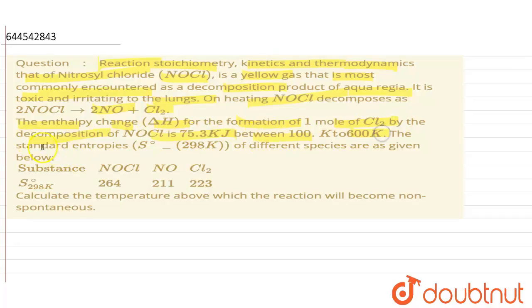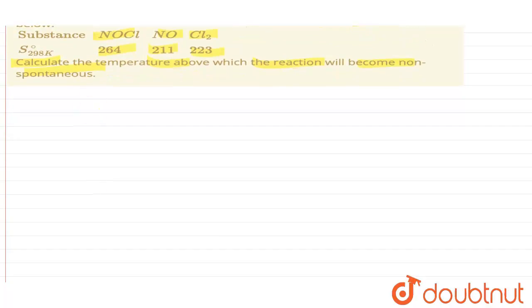The enthalpy change delta-H for the formation of 1 mole of Cl2 by the decomposition of NOCl is 75.3 kilojoule between 100 to 600 Kelvin. The standard entropies of different species are as given below: NOCl, NO, Cl2 having 264, 211, 223 standard entropies. We need to calculate the temperature above which the reaction will become non-spontaneous.